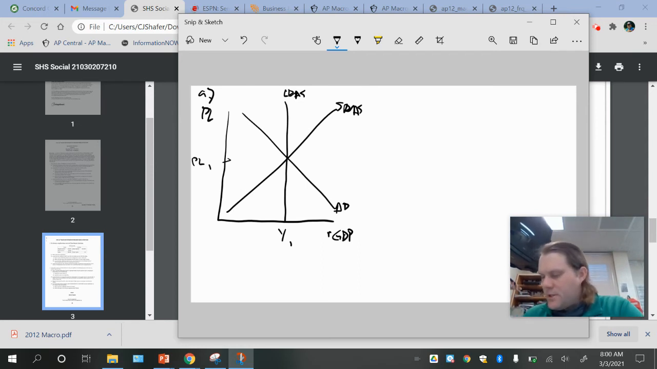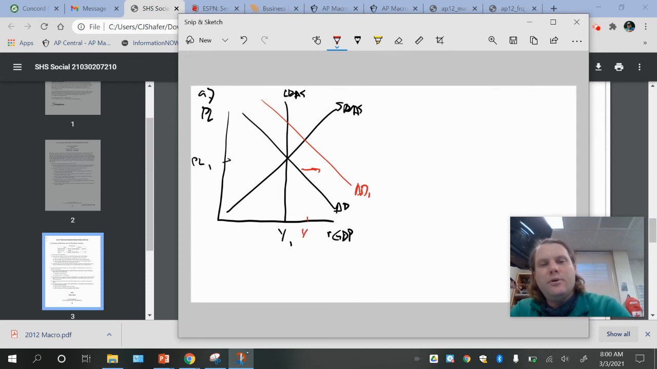Now, part B, it says that we have an increase in exports from Anderson Land. So for whatever reason, we're going to have other countries buying our stuff. That's going to cause an increase in aggregate demand, right? And it asks us to label a new output and a new price level. And you've got part B done there.